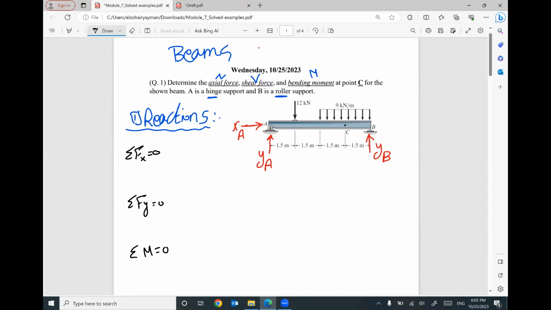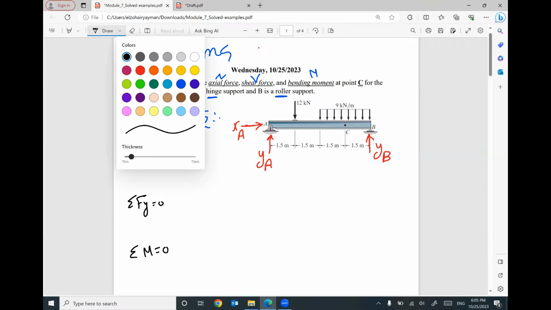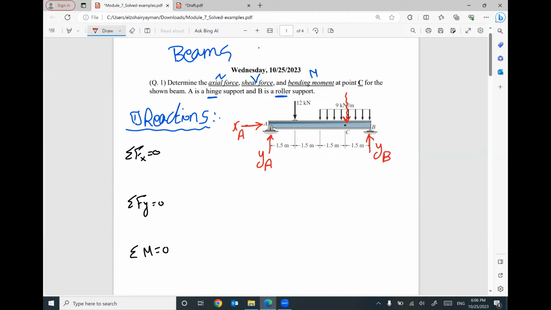So before applying the three equilibrium equations, I have to convert this distributed load to one equivalent load. How much? It will be 9, the value of the distributed load, times the total length of the distributed load, 3 meters. So it will be 27 kilonewtons. The position of this load will be 1.5 from this side and 1.5 from the other side. That makes sense? This is what we learned in module number 5 about distributed loads.